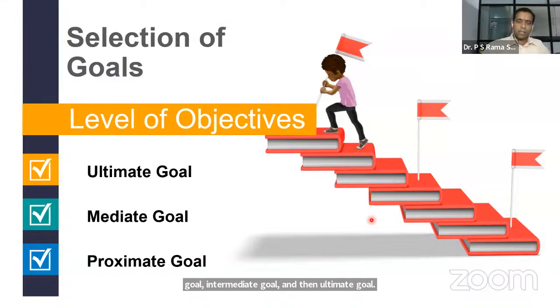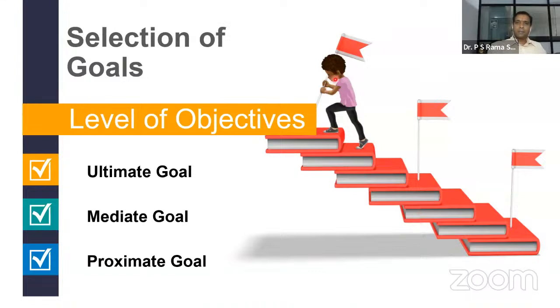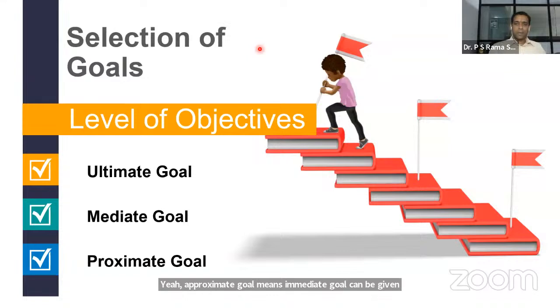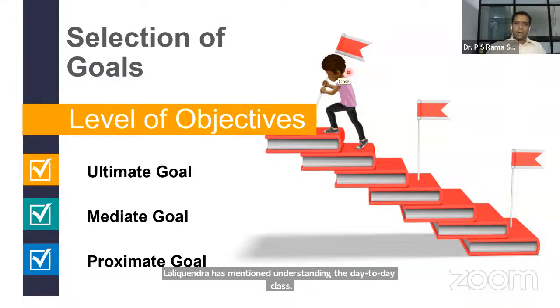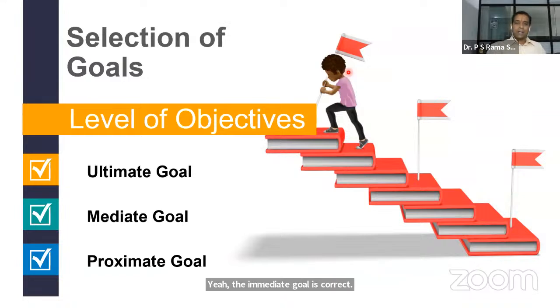Yes, someone has responded in the chat box. Example of a proximate goal. Yeah, proximate goal means immediate goal. Can we give an example of immediate goal? Yeah, Lalitendra has mentioned understanding the day-to-day class. Yeah, the immediate goal is correct. Okay, close to degree completion.